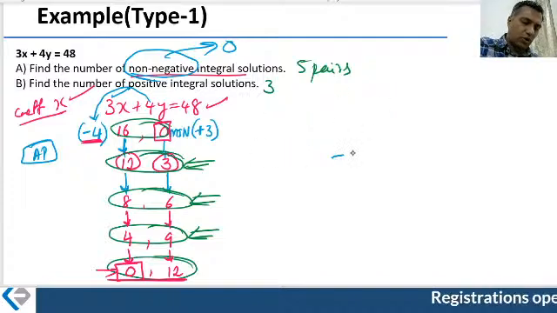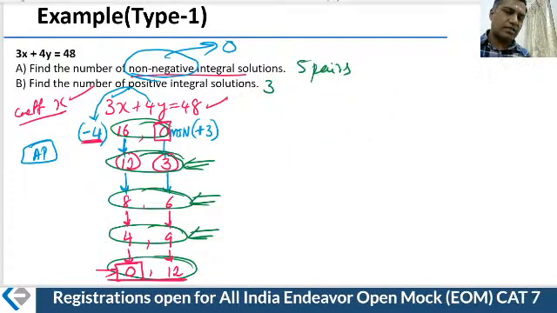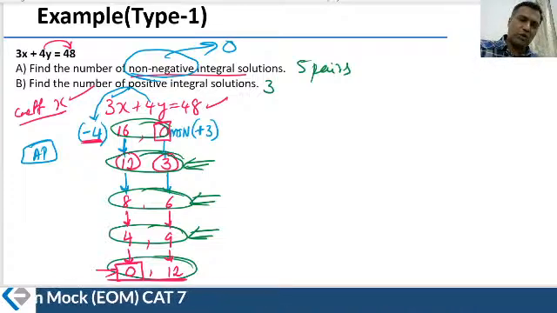Okay, what are the concepts involved here? The concept is, first understand if one of the coefficients divides this 48, whichever one divides. You may say that, hey, here 4 is also dividing. Fine, put x equal to 0 and proceed. There is absolutely no problem.